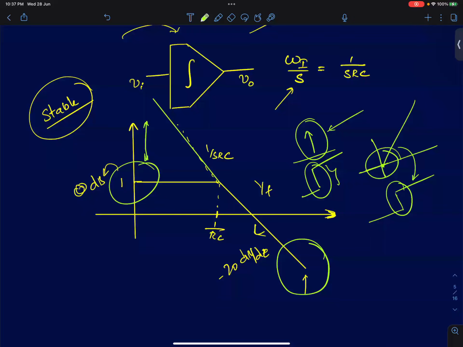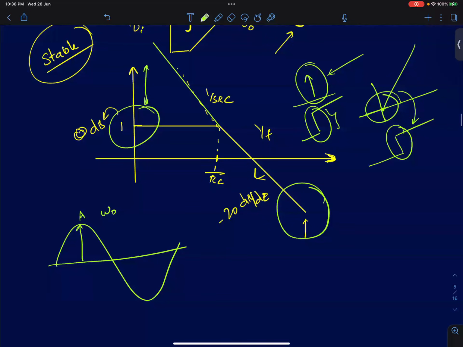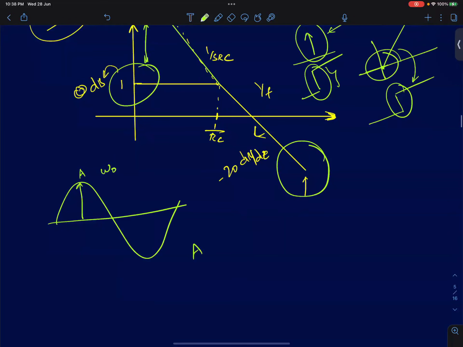Why does a sudden step correspond to infinite frequency? Let's start with the basics. You take a sinusoidal signal with a frequency, say omega naught. Let the amplitude of the sinusoid be A. If you differentiate the sinusoid, what am I going to get? Let's assume the sinusoid is A sine omega naught t. If you differentiate this, you will get A omega naught cos omega naught t.